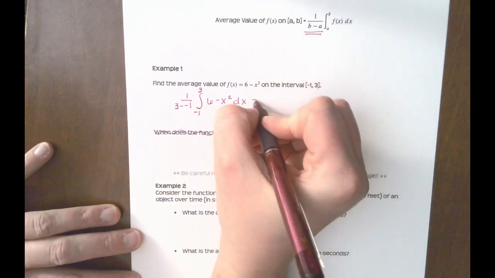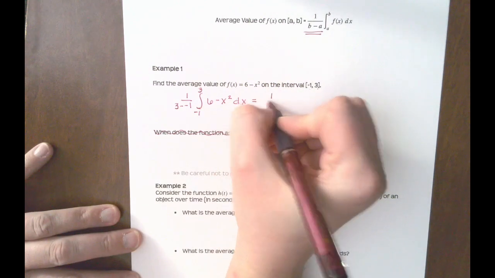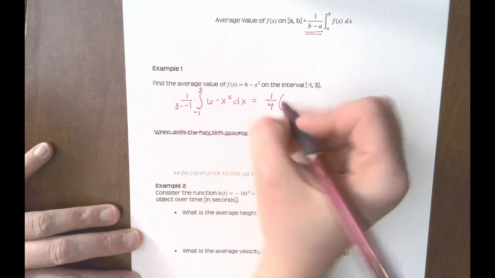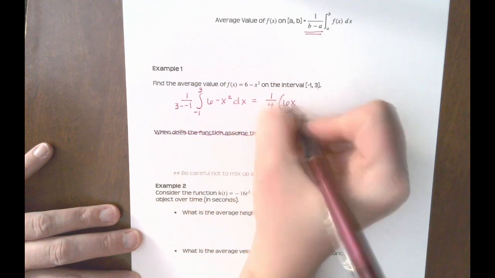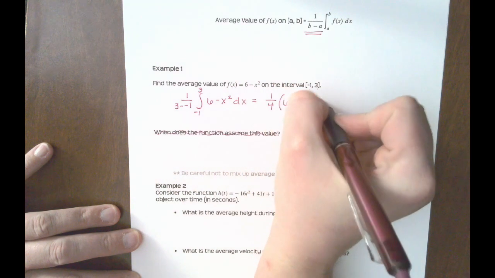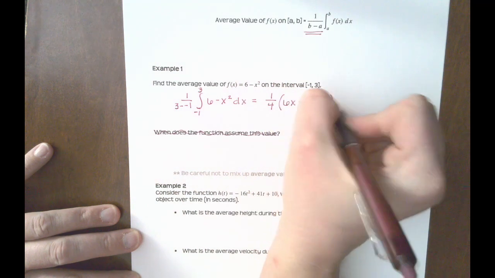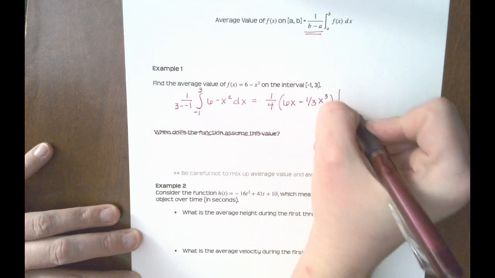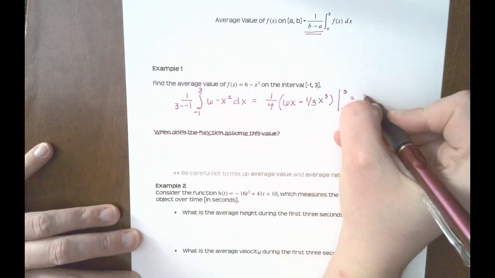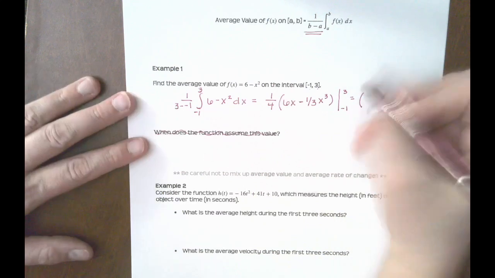Okay, hopefully you took my advice. So this is now 1/4. And then my antiderivative: 6 is going to become 6x, and negative x squared becomes negative 1/3 x cubed. And I'm taking that from -1 to 3. Okay. Well, that's going to be, oh, forgot my 1/4.